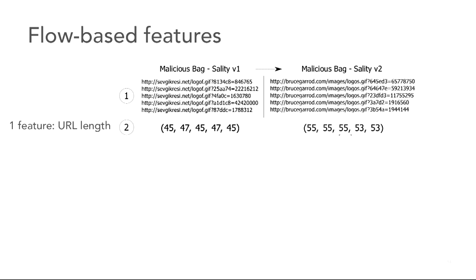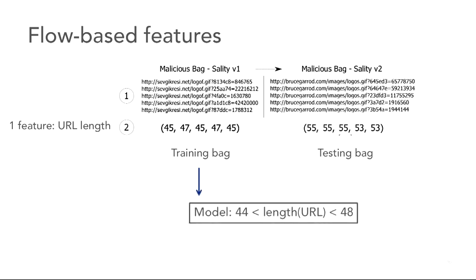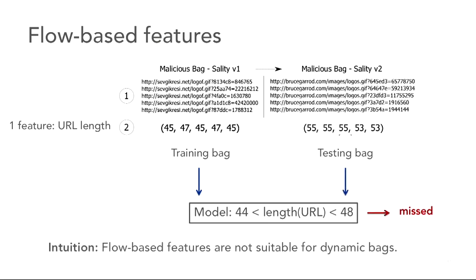For the first bag, we got 5 numbers. For the second one, 5 numbers as well. We will put the first one into the training bag, the second one into a testing bag. We will learn a model based on the training data that if the URL length is between 44 and 48, it means that it's malicious, but the testing bag is not detected because the length is more than 48. And you can say, okay, that's a very simple example, right?